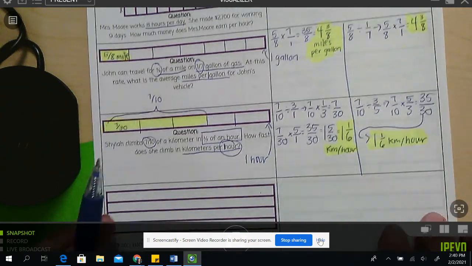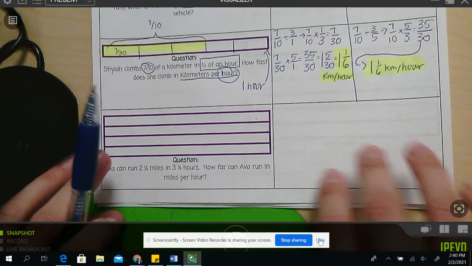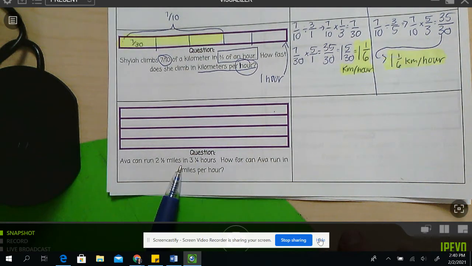Okay, so let's do the very last one. Bear with me if the announcements come on, I might have to pause. Ava can run 2.5 miles in 3 1/4 hours. How far can Ava run in miles per hour?